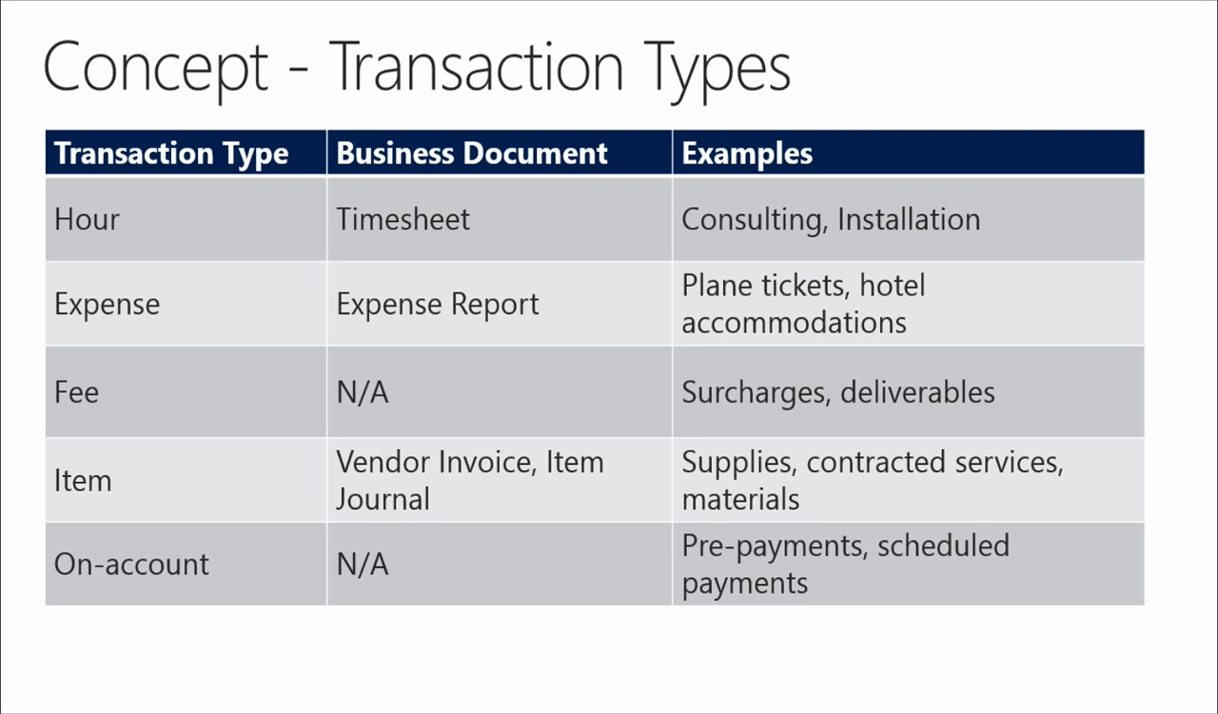We saw that there are item transactions. This would be the inclusion of transactions to sell or consume items as a part of the project, and this would be things like supplies that you may be using or subcontracted services or other materials that are used in execution of the project. There's a fifth transaction type called on account that we'll learn more about when we get to fixed price projects and also to invoicing. It is used for prepayments and for scheduled payments and other aspects in the system.